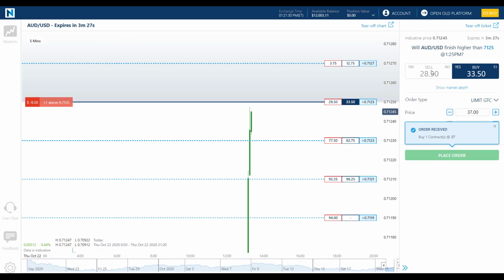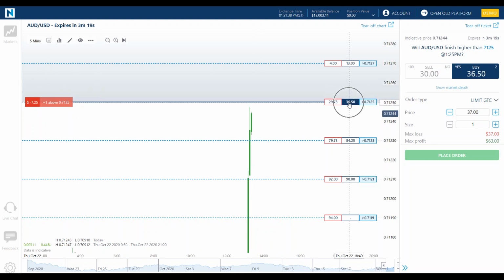Remember, I'm in demo. I did buy it. I bought it at 37. I thought maybe we're going to keep spiking higher. Notice how I've got this. I could be wrong. I bought one at 37. When I bought it at 37, the most I can lose is the $37 that I paid. But if it does make it above 71.25 and settles above 71.25, I would potentially make $63.